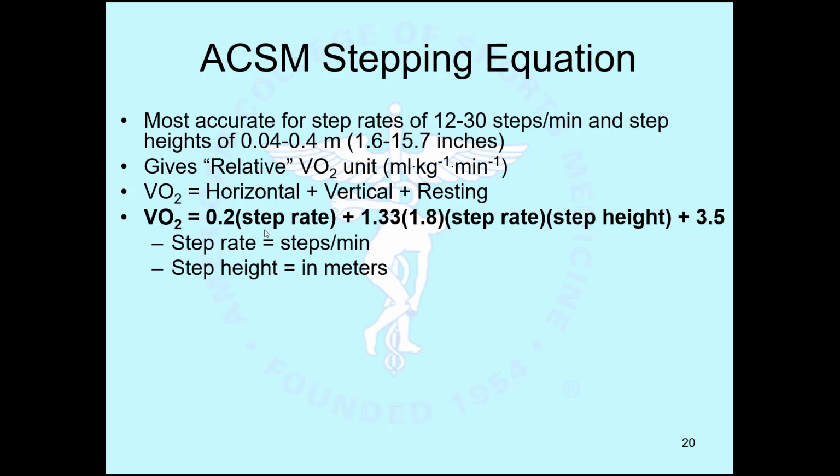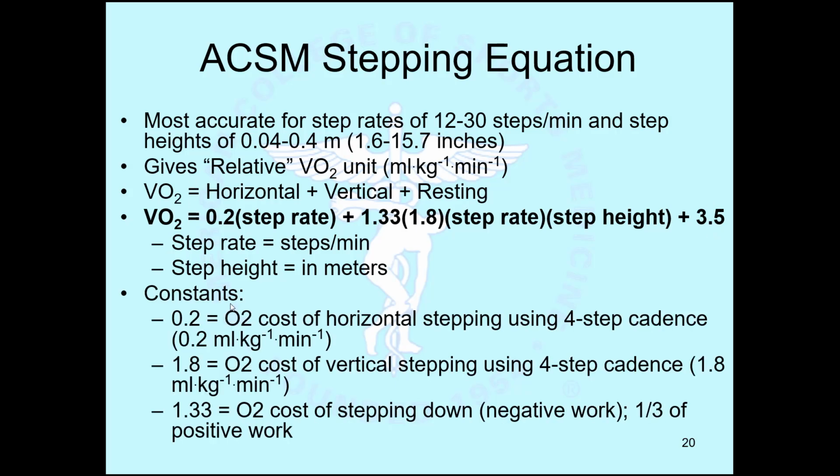So, in other words, if you were stepping up on a step and then stepping back down, so up, up, down, down, that's one step. However many times you did that cycle in a minute, that would be your step rate. Then 1.33, which is a constant, I'll explain in a minute. 1.8 is there. Step rate times step height. Step height has to be in meters, and here's also your resting component again. So the constants, if you're interested where they're coming from, the 0.2 is horizontal stepping, 1.8 vertical stepping.